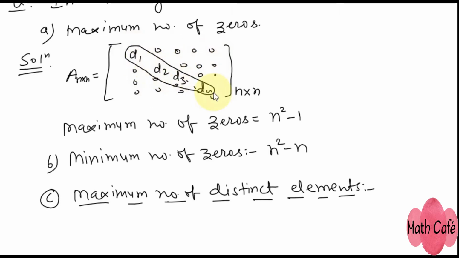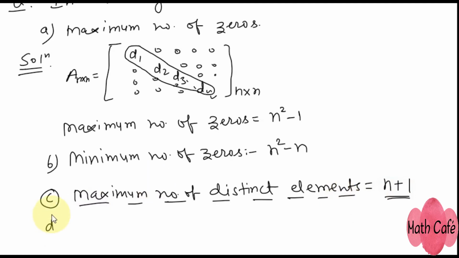So d1, d2, dn are non-zero distinct elements. So I can say that the maximum distinct diagonal elements could be n, and the other number, that is 0, for the non-diagonal elements. So the total number of maximum distinct elements would be n plus 1. All right, hope you understand this.